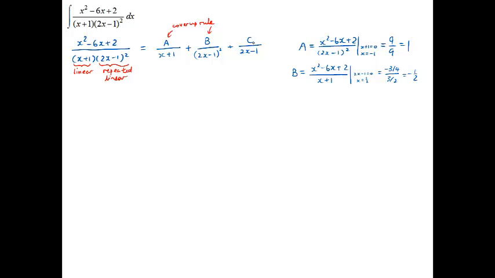Now I'm going to find C. To find C, I'm going to compare terms. To do that, I will have to first get rid of the fractions all over. So I'm going to take this denominator and multiply across. So this is what will happen.